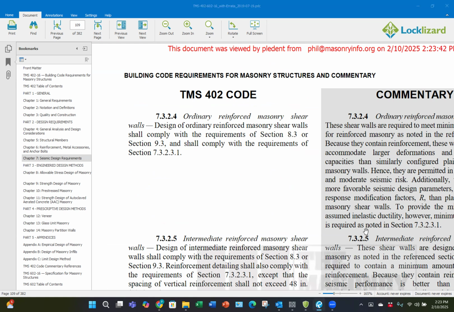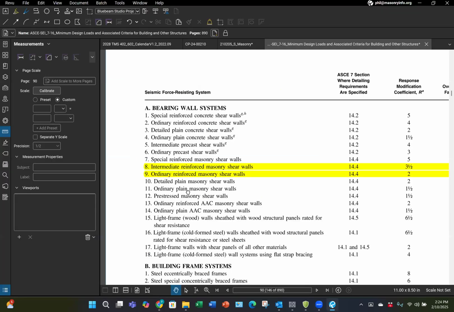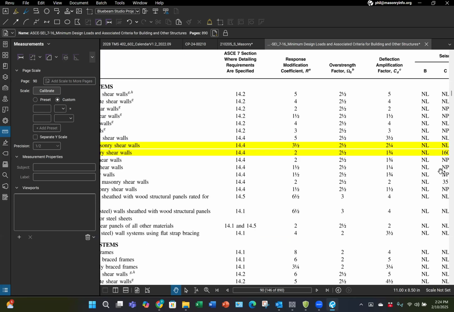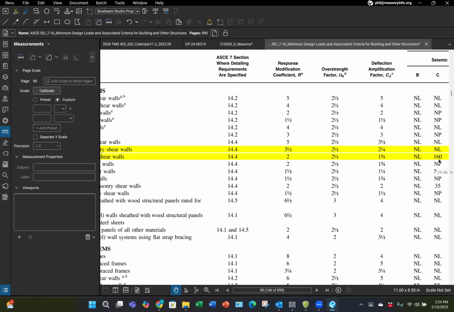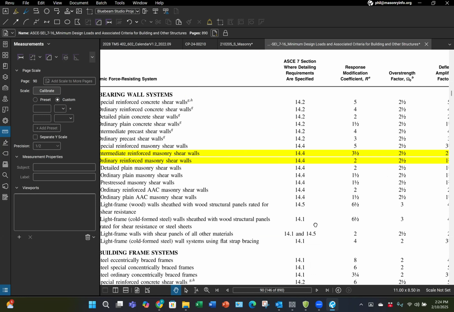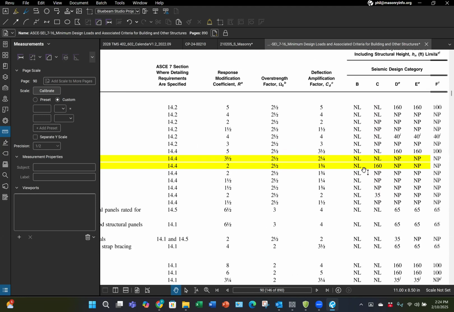And if we look quickly at ASCE 7, we can see that in seismic design categories A and B, there is no height limitation on ordinary reinforced masonry shear walls in Michigan. And in seismic design category C, we have a height limitation of 160 foot. With intermediate reinforced masonry shear walls, we have no height limits in seismic design categories A, B, or C.